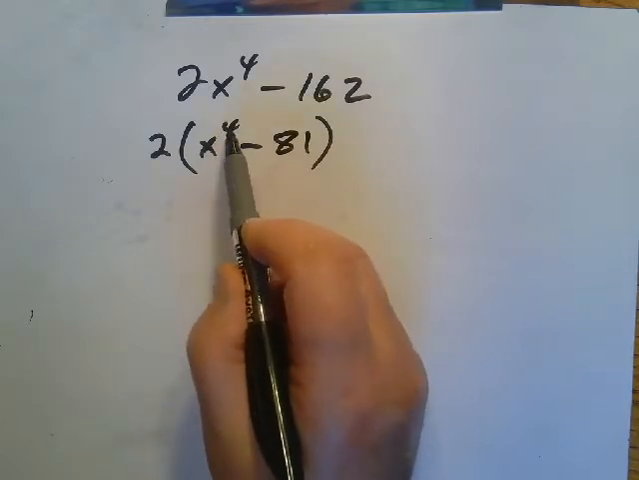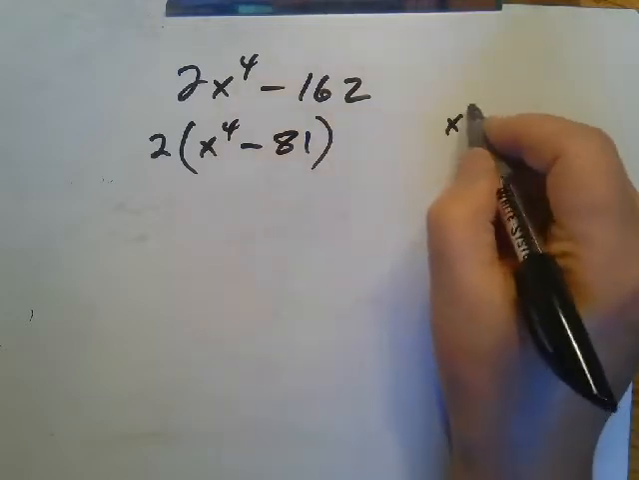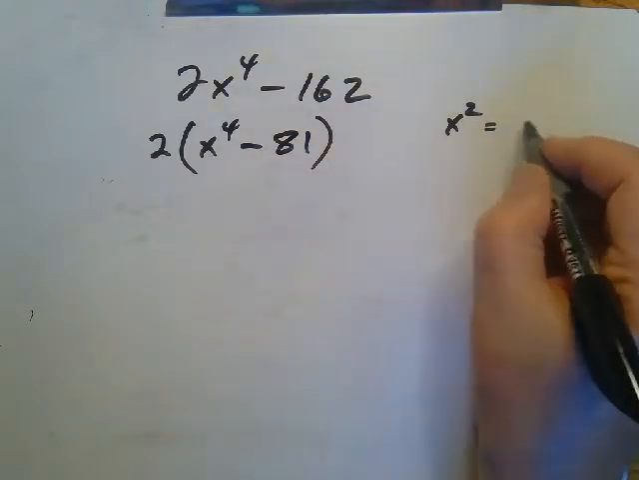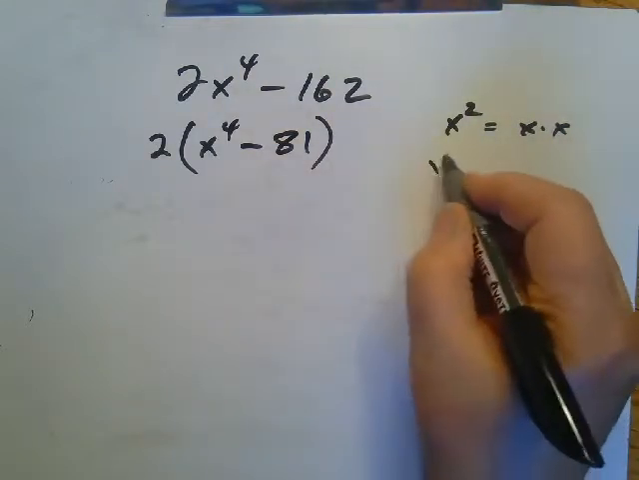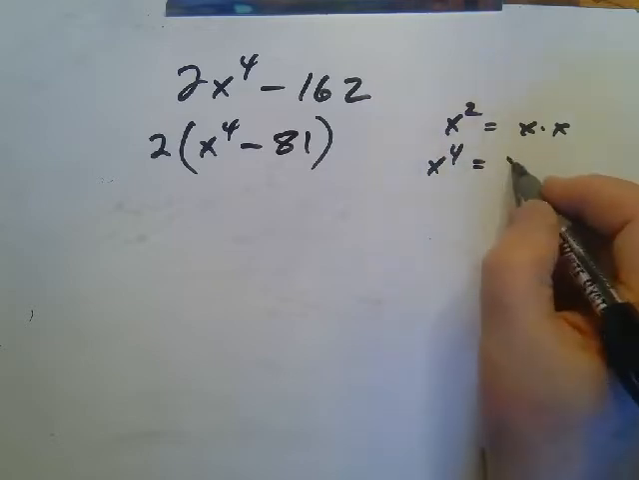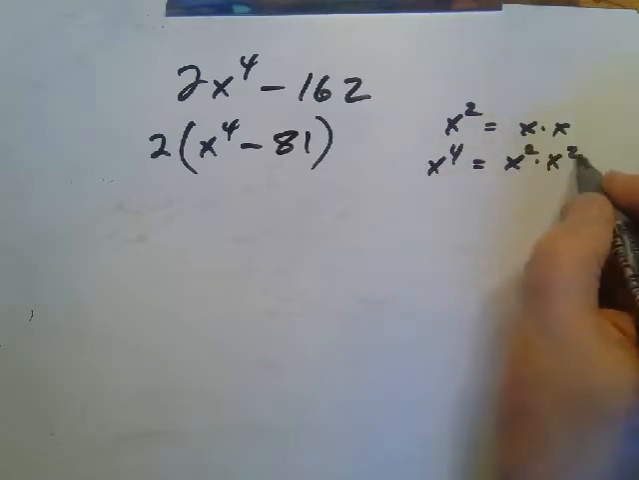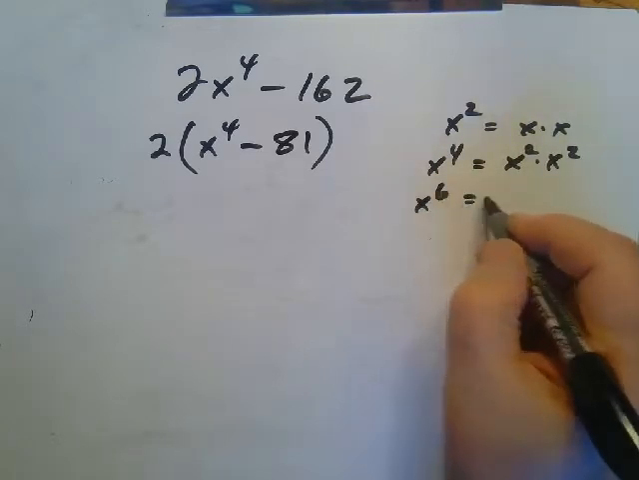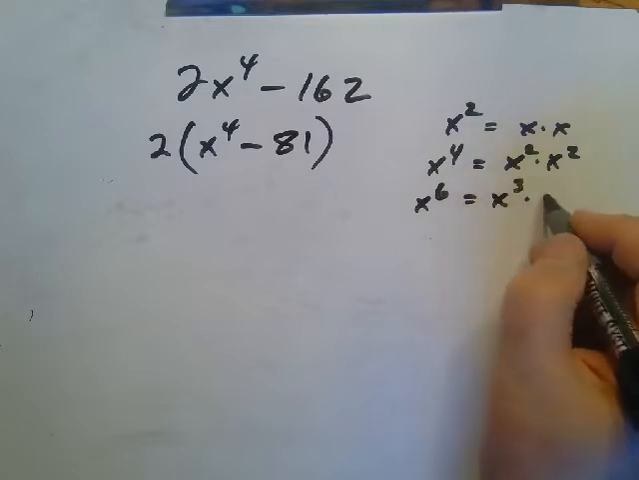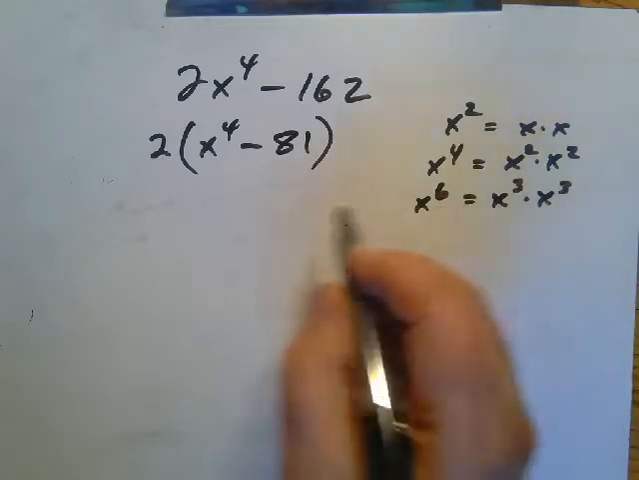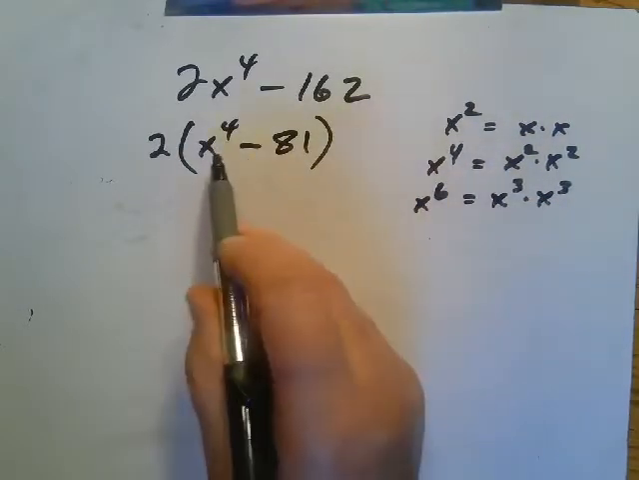It is, in fact, anything with an even exponent is a perfect square. X squared is a perfect square. That's x times x. X to the 4th is a perfect square. That's x squared times x squared. X to the 6th is a perfect square. X to the 3rd times x to the 3rd. So anything with an even exponent is a perfect square.